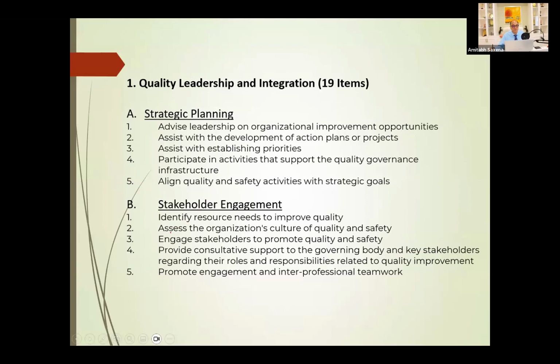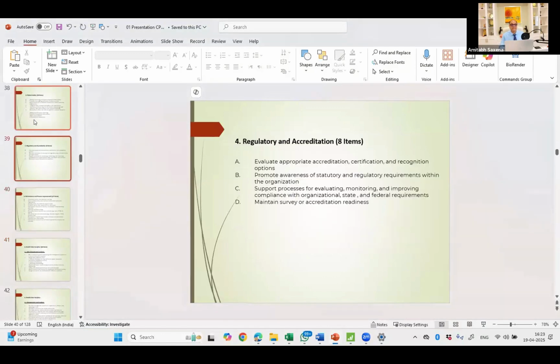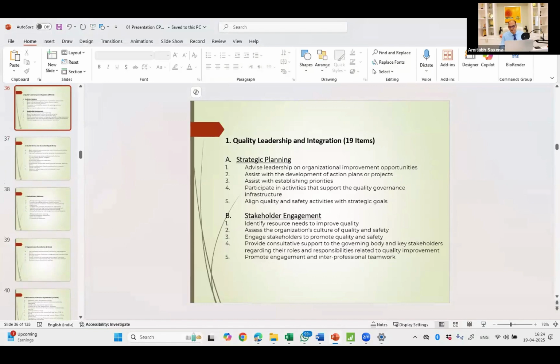Then you also have to learn about stakeholder engagement, how to ensure that they support you. That is about the first module, which talks about quality leadership and integration. Okay, so that is one.